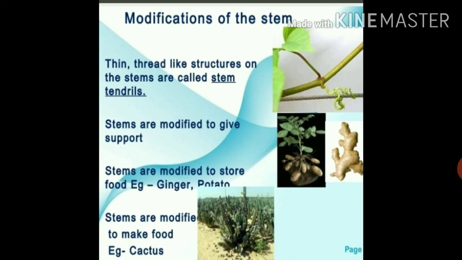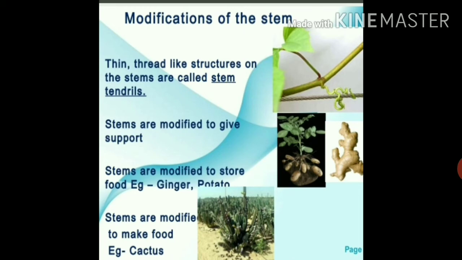So in certain plants the structure of stem is changed in a natural way. Such stems are called modified stems. Or we can also say that stem of certain plants are modified to perform special functions. So let's learn those functions.